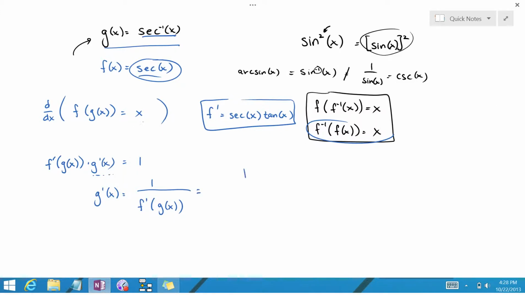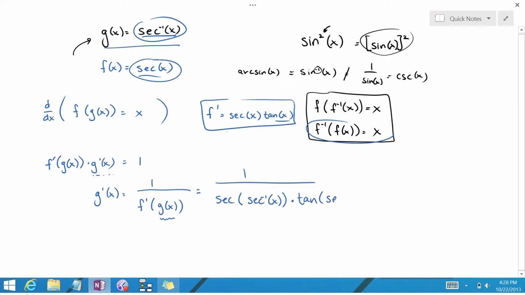So here, this is 1 over secant of, not x, because remember, we're plugging in g of x. Secant of g of x, or in other words, what is g of x? It's secant inverse. Secant of secant inverse of x times tan of, again, not tan of x, sorry, tan of g of x. We're plugging in g of x.